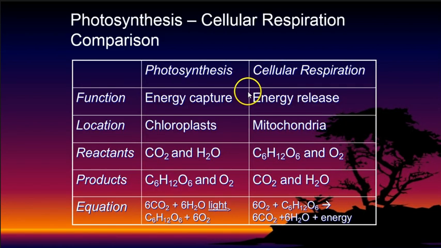Now, comparing photosynthesis and cellular respiration, photosynthesis is about energy capture. Cellular respiration is about releasing it so it can be used. Photosynthesis happens in the chloroplast. Cellular respiration happens in the mitochondria. Carbon dioxide and water are necessary for photosynthesis. Glucose and oxygen are necessary for respiration. The products of photosynthesis are glucose and oxygen, and the products of respiration are CO2 and H2O.